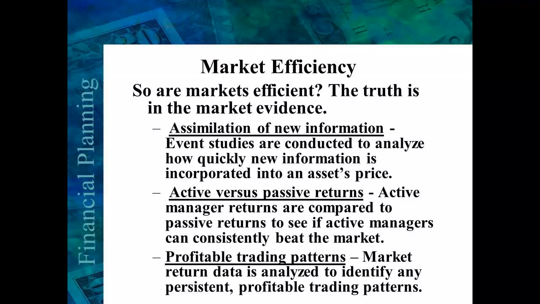So are markets efficient? Does weak, semi-strong, or strong form efficiency hold? The truth is in the market evidence. Empirical data can be examined and conclusions drawn. You will investigate 3 specific areas of data: the assimilation of new information. Event studies are conducted to analyze how quickly new information is incorporated into an asset's price. If the market is efficient, new information is digested quickly by participants, and market prices rapidly adjust. If that doesn't happen, that is evidence that market efficiency is questionable.